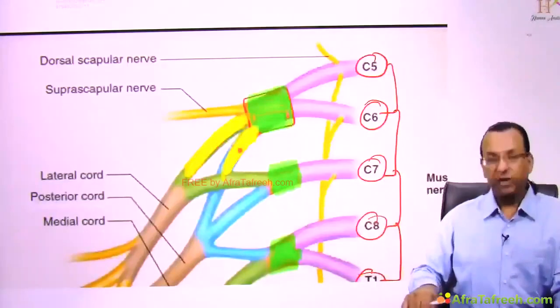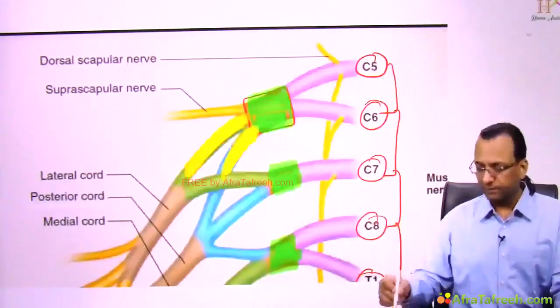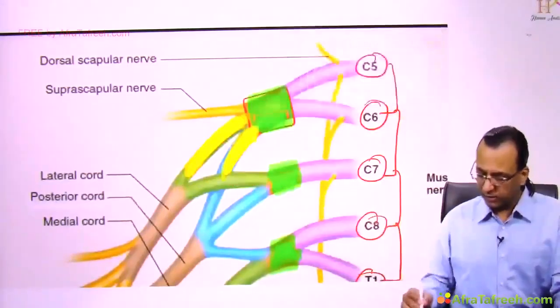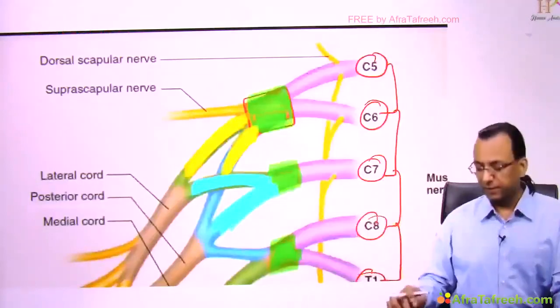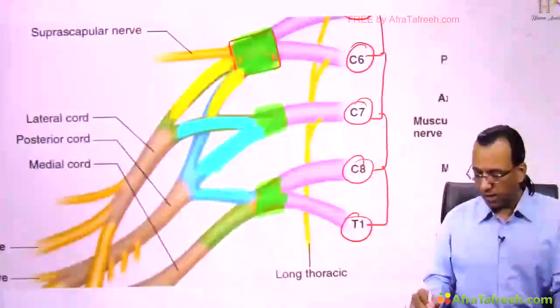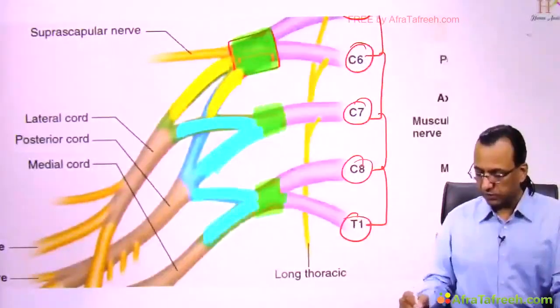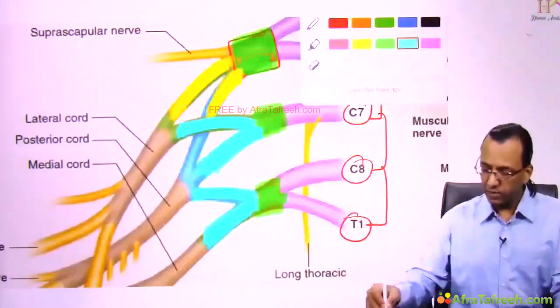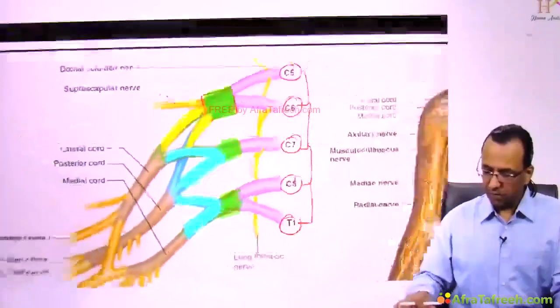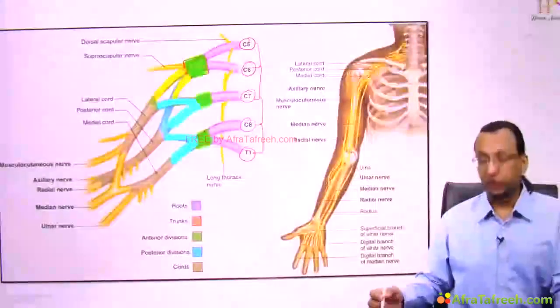So the middle trunk will also have the same thing. You see, this is the middle trunk giving you anterior division and the posterior division. So similarly the lower trunk will also give you the anterior division and the posterior division. So there are 6 divisions, 3 anterior, 3 posterior behind the clavicle. Now we want to talk about the cords in the axilla.